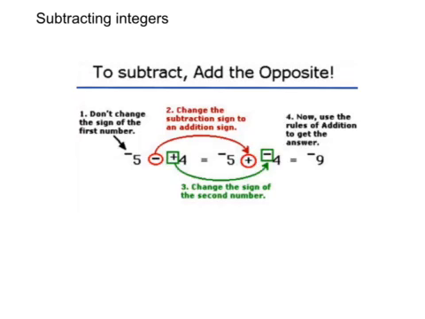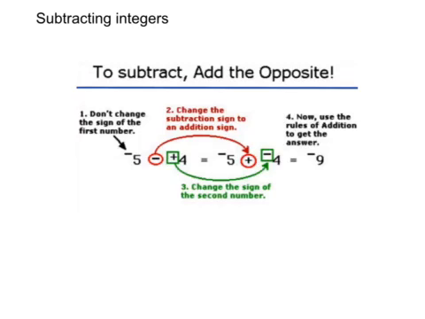Here are our rules. Step 1, do not change anything about the first number. If it's positive, leave it positive. If it's negative, leave it negative. You're not going to do anything to it. Rule number 2, you're going to change the subtraction sign to a plus sign. We're changing it to an addition problem.